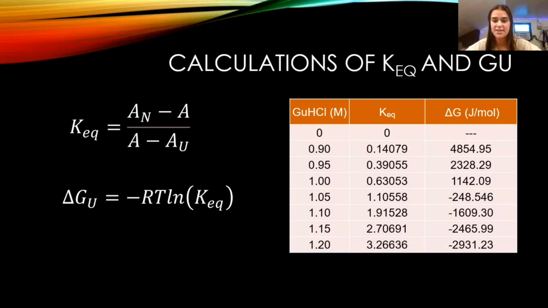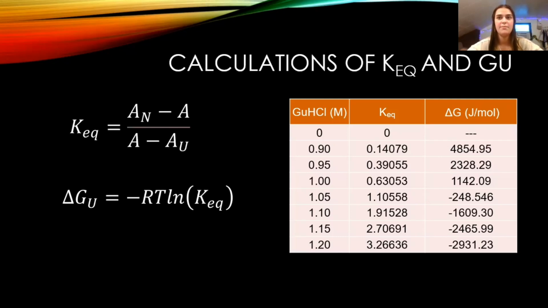At zero concentration of guanidine hydrochloride, the equilibrium constant is zero, meaning that the unfolding of myoglobin will not take place. The Gibbs free energy of unfolding was found using the equilibrium constant and the equation shown. Delta G is the free energy, R is the gas constant, 8.3145 joule per mole Kelvin, and T is the temperature, which was a standard 298 Kelvin.